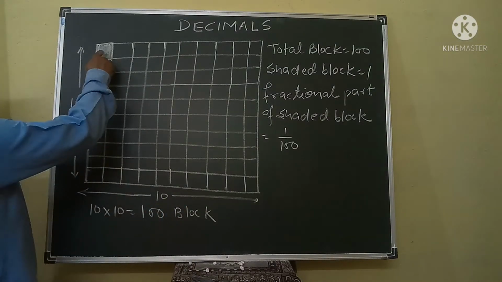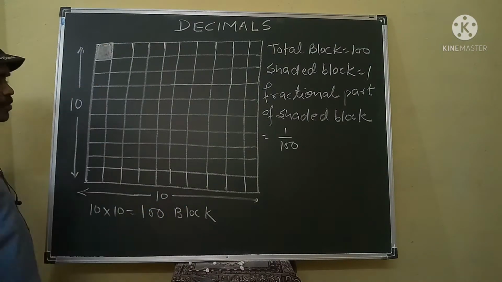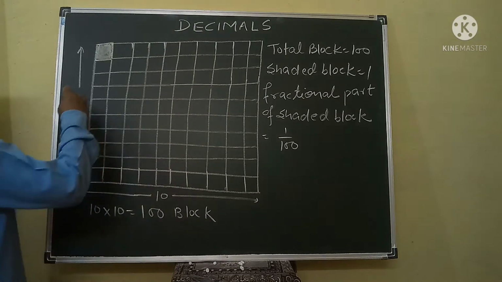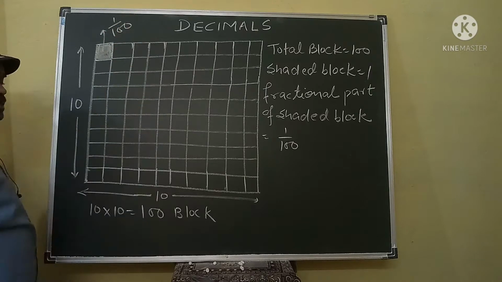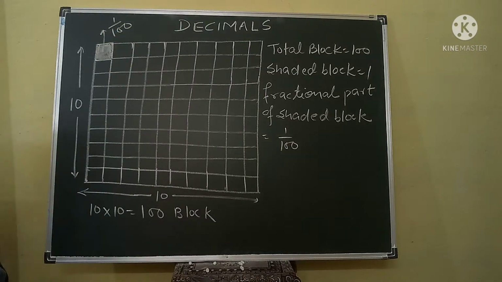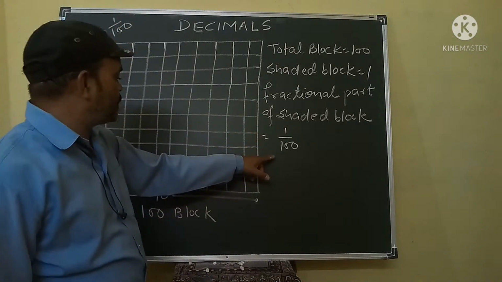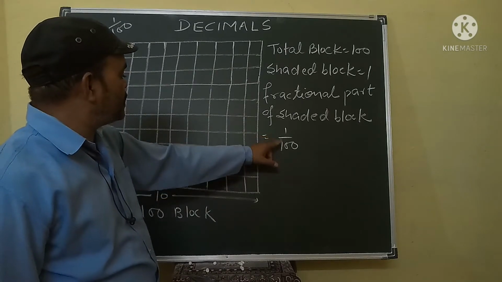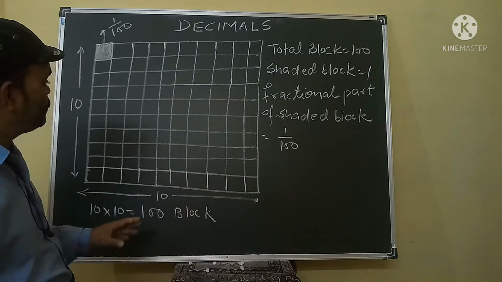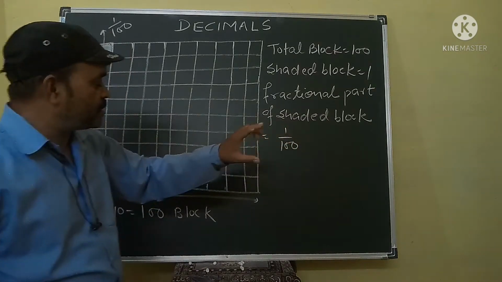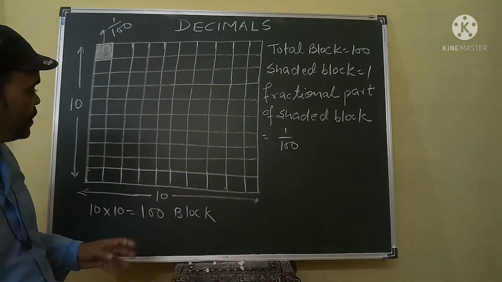That means the value of this one small block is 1 upon 100. As you are looking, this is 1 upon 100. 1 is numerator and 100 is in denominator. So this type of fractions are called decimal fraction.